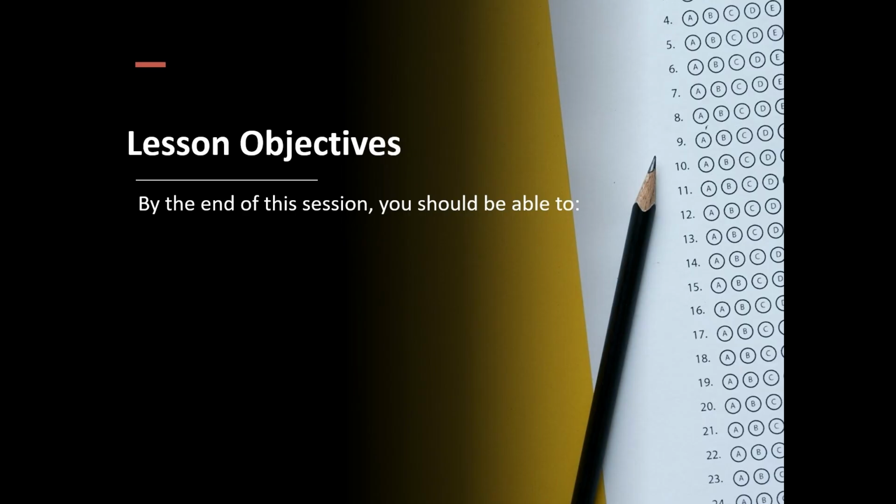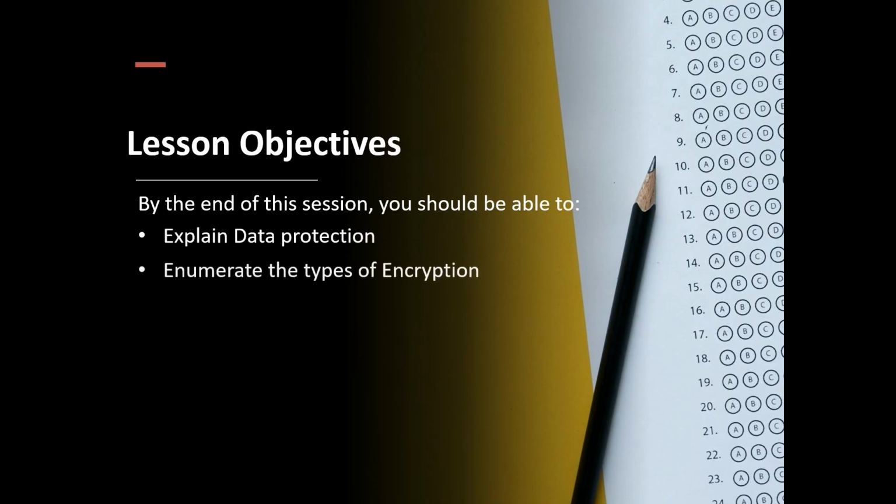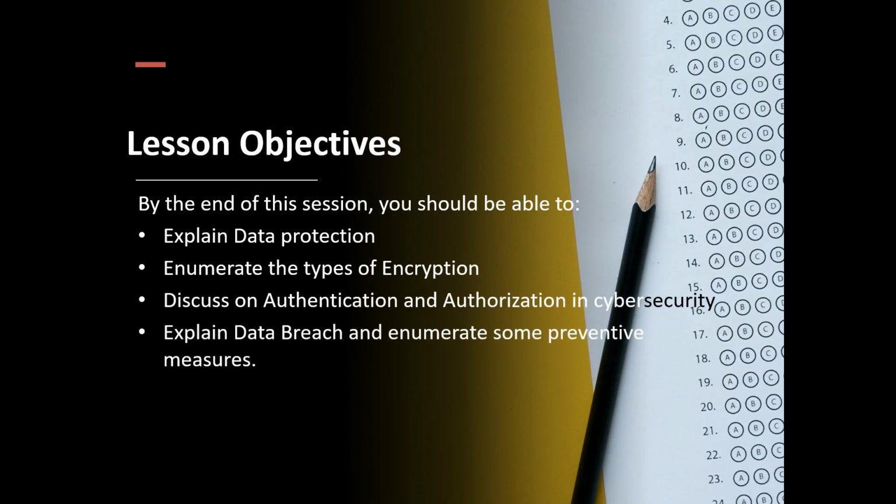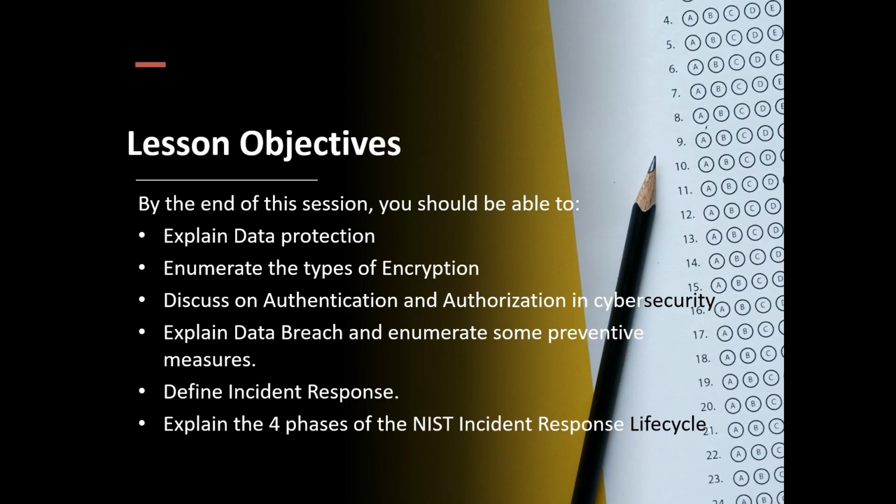So by the end of this session, you should be able to explain what data protection is, enumerate the types of encryption, discuss authentication and authorization in cybersecurity, tell us what a breach is, and enumerate some of the preventive measures. Then you define incident response, and you should also be able to explain the full phases of the NIST Incident Response Lifecycle. And finally, highlight basic incident containment strategy.